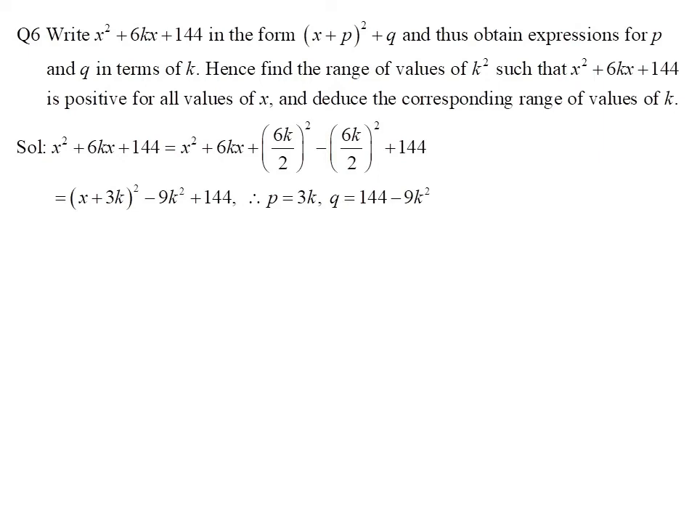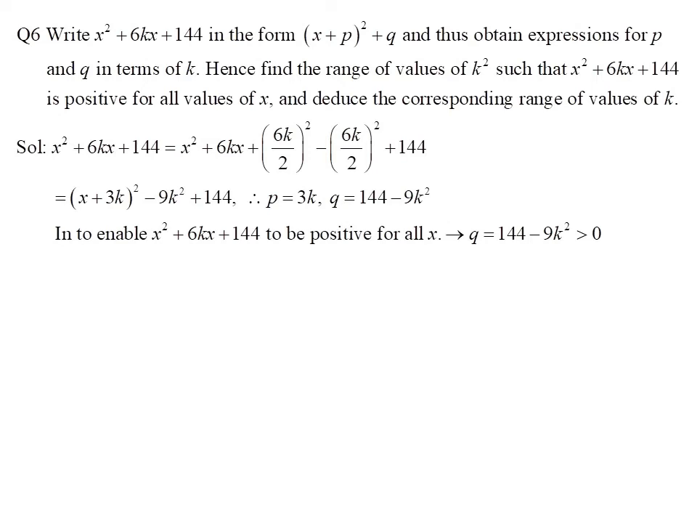So in order to have the quadratics always stay positive, q, which is equal to 144 minus 9k squared, must be greater than 0. Therefore, we obtain the value range of k squared, which is less than 16. Hence, we have the inequality k squared minus 16 less than 0, which gives the value range of k is between -4 and 4.